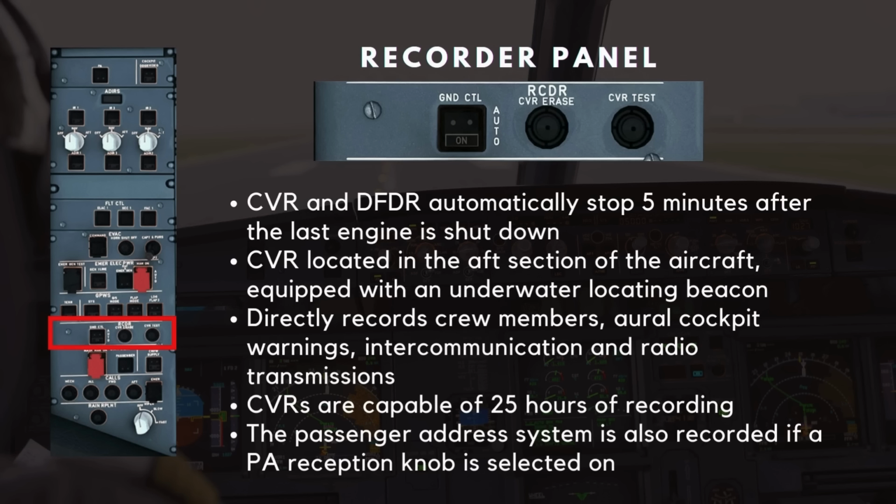The cockpit voice recorder is located in the aft section of the aircraft, equipped with an underwater locating beacon. It records direct conversations between crew members through a cockpit area microphone and boom microphones, oral cockpit warnings, intercommunication, and radio transmissions. The CVRs are capable of 25 hours of recording. The passenger address system is also recorded if a PA reception knob is selected on.